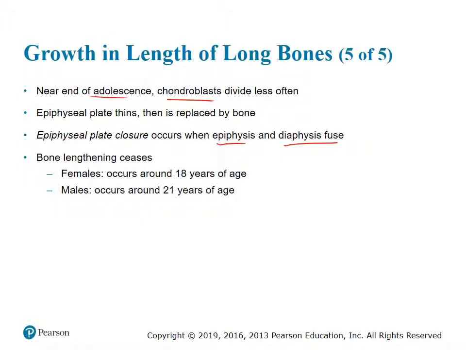So where does this cease? This is a big range. This is an average, but for females, it's about 18 years. Females mature faster than males, and for males, about 21 years of age, give or take, is where we start to see the end of bone lengthening.